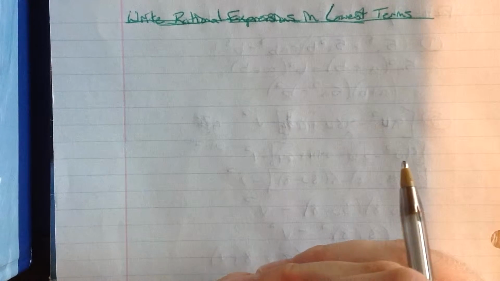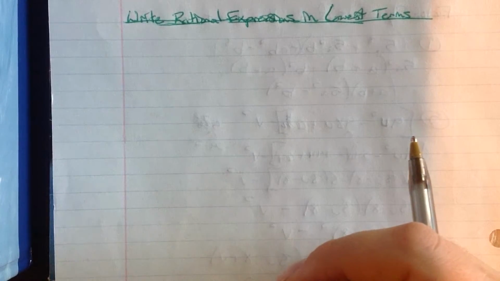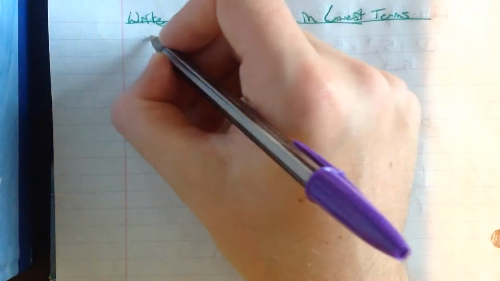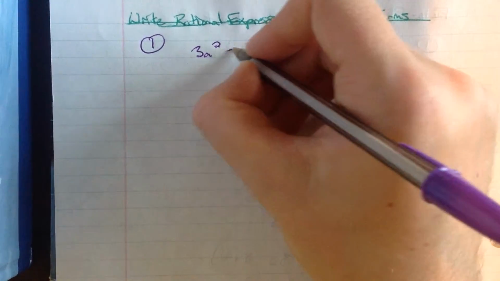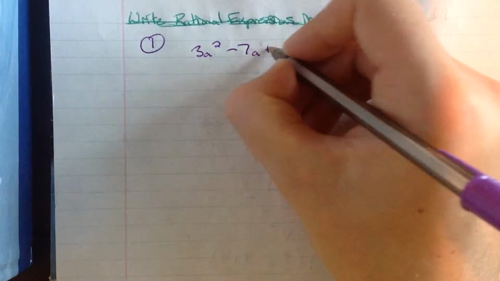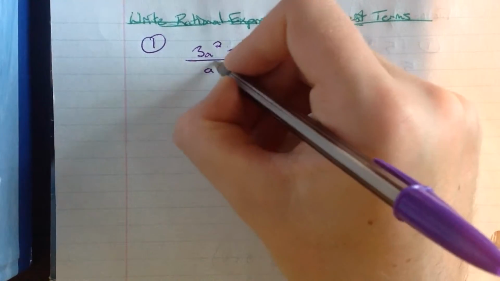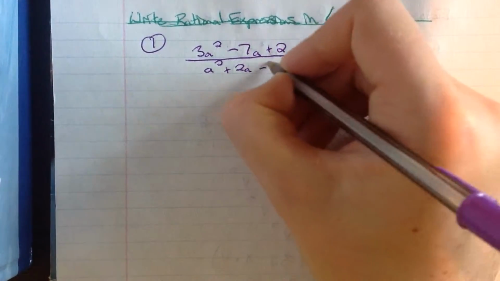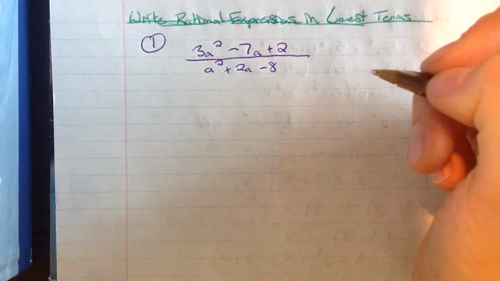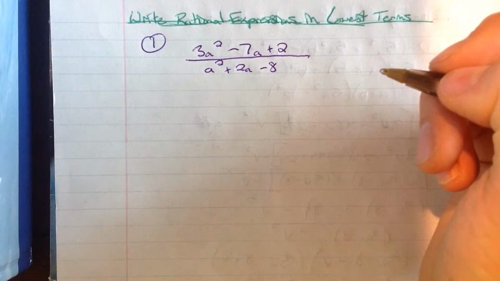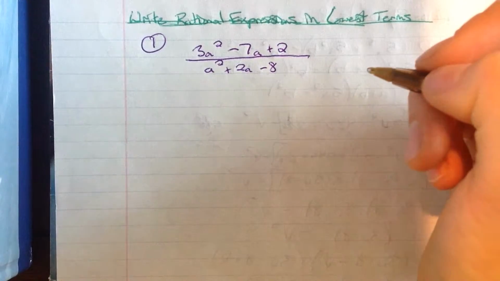Writing rational expressions in lowest terms. So say, for example, I'm given 3a squared minus 7a plus 2 all over a squared plus 2a minus 8. So the first thing we need to do is factor the top and the bottom.